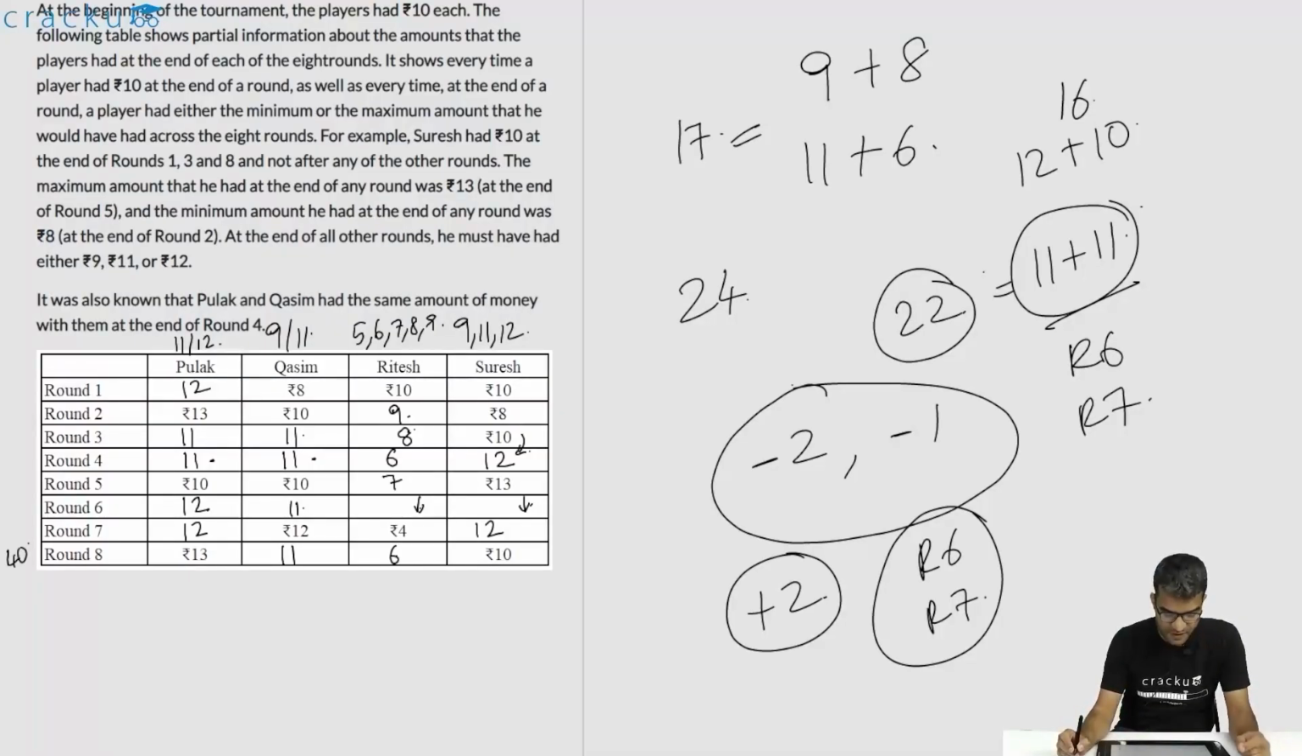Now if this is 12, we can immediately identify all the remaining. Pulak did not change anything from round 6 to round 11. So he did not win or lose. That has to be either Ritesh or Suresh. The only possibility is that it is Suresh.